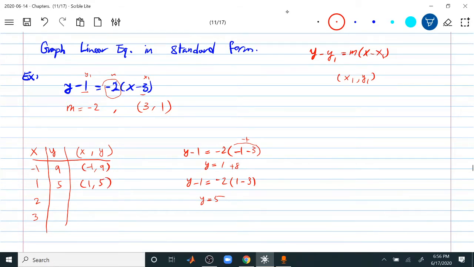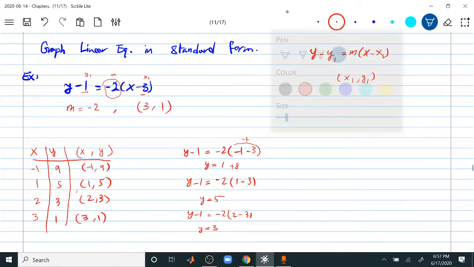What if I pick 2? Y minus 1 equals -2 times 2 minus 3. You'll get y equals 3. If you pick 3, you'll end up with 1. These are all calculations. You should be able to replace x and find y. 3 and 1. Sorry, my handwriting is not that good. 3 and 1. Okay, so what's the next step?